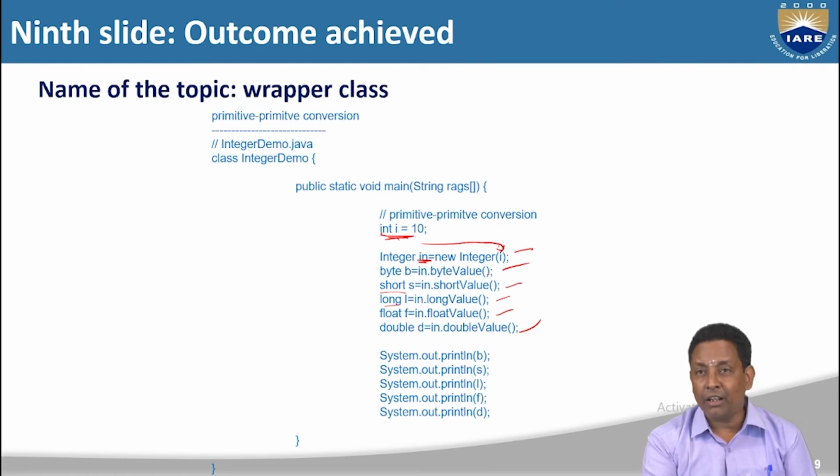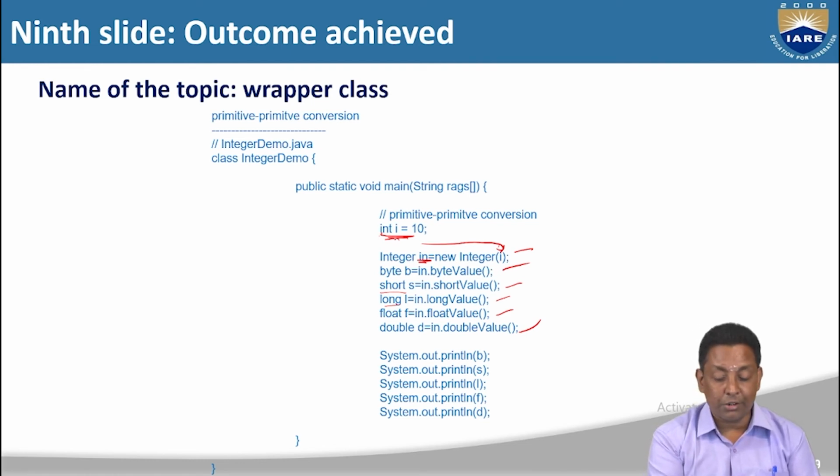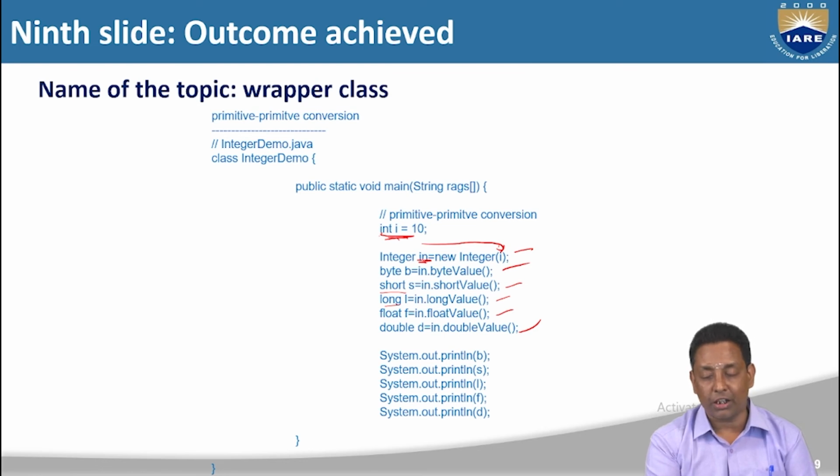The same thing we can do if there is a long variable and we want to convert it into byte, short, int, float, double. What to do? Long L is equal to some long value. You write Long LO is equal to new Long of, and in the Long class constructor you store the primitive long value, then call the Long object's byteValue, shortValue, intValue, floatValue, doubleValue. So the long value will be converted to byte, short, int, float, and double. Same for float, same for double also.